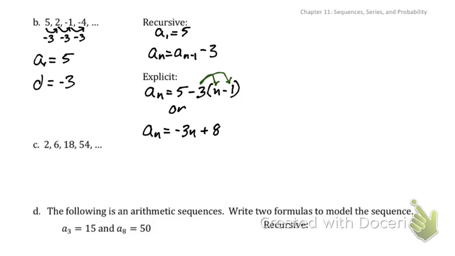I already know it's not arithmetic because I didn't give you much room to do anything on it, but let's just check. We have 2 to 6 would be plus 4. 6 to 18 would be plus 12. I don't need to go any further. That is not arithmetic.